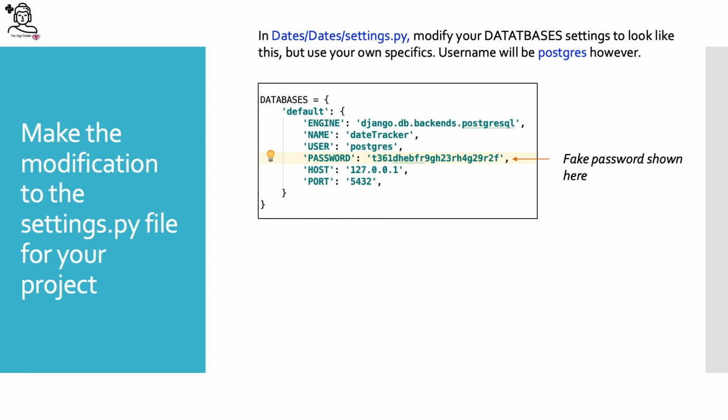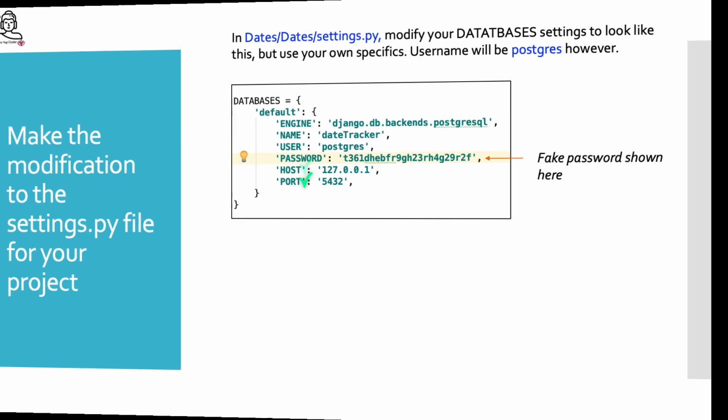So what would be the same in your settings? Engine would be the same, name would be the same if you're using Date Tracker, the name of your database, whatever database you created. The user, if you selected Postgres, it would be Postgres, you would have your own password, and the host and port would be the same.